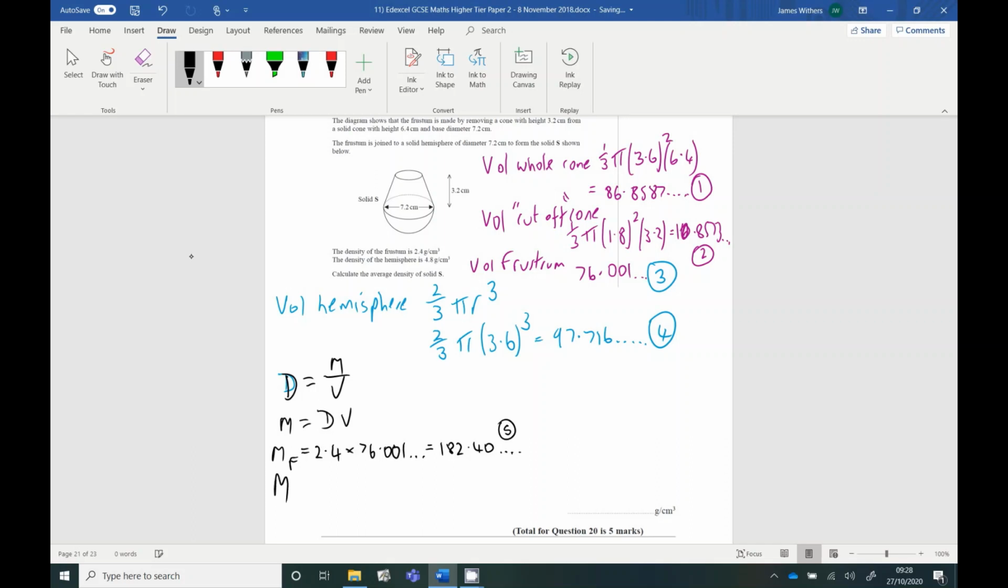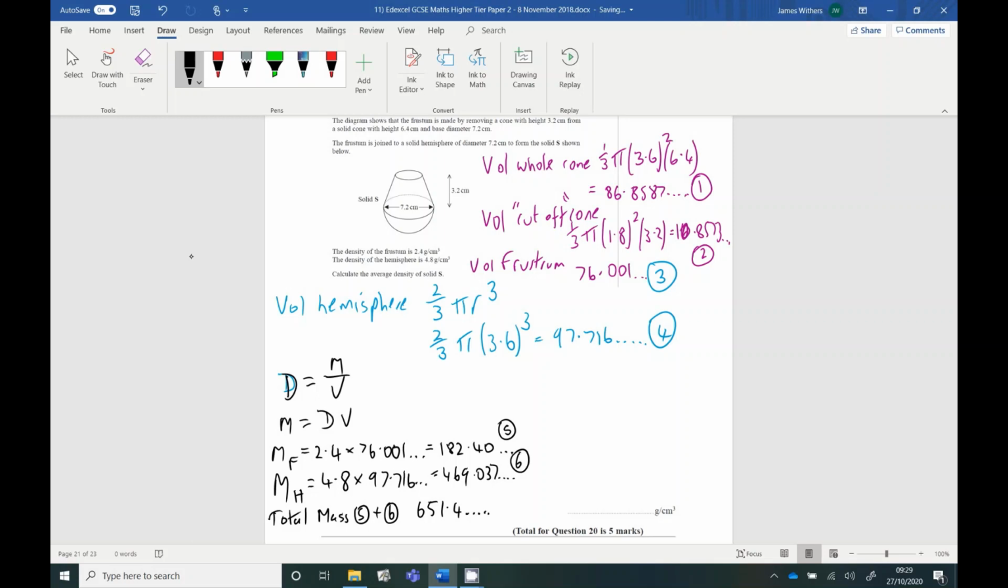Similarly, the mass of the hemisphere is going to be the density of the hemisphere, 4.8, times the volume of the hemisphere, which was 97.716, which gives us 469.037. Let's call that equation 6 for future reference. Okay, so my total mass is 5 plus 6, which is 651.4.